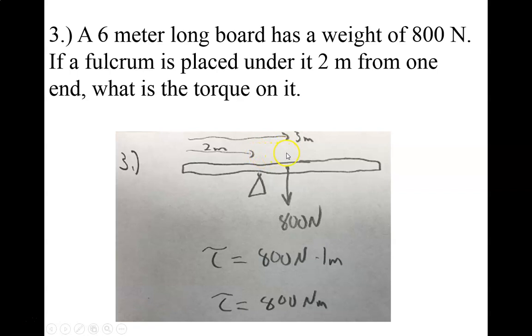So again, the diagrams help simplify the picture a little bit. And so the torque would be 800 Newton meters clockwise.